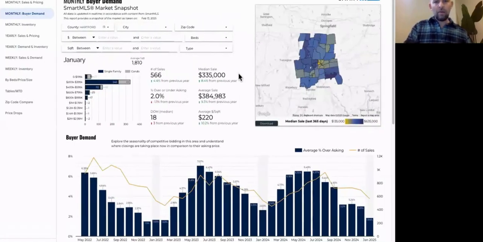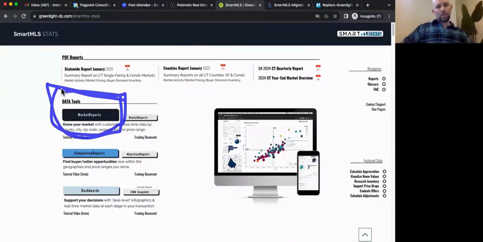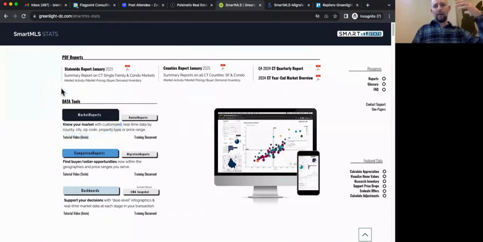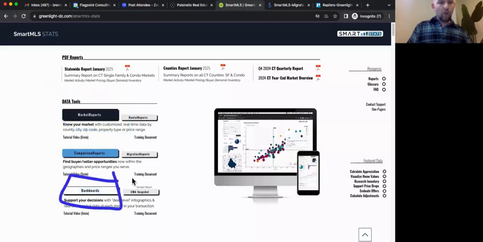Okay, very good. So that is the market reports. That covers the what should I bring to my weekly meetings? How can I help my agents articulate the pricing, the buyer demand, and the inventory? How can I help them look at month to date, year to date, week over week stats to make my meetings fresh with market data? That is this. I'm going to run into the next thing, which is called dashboards.